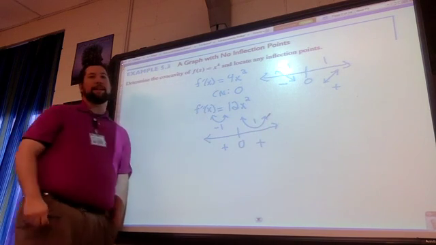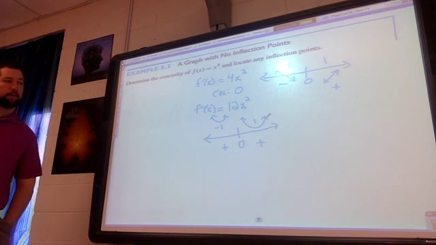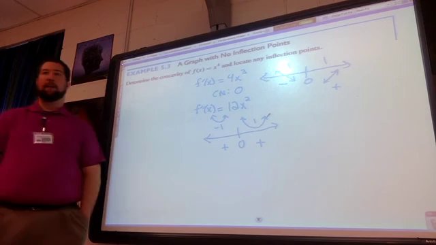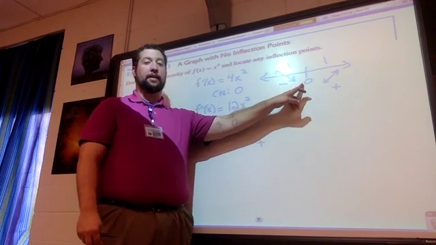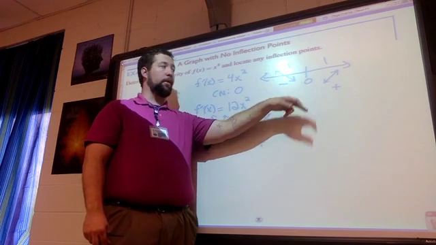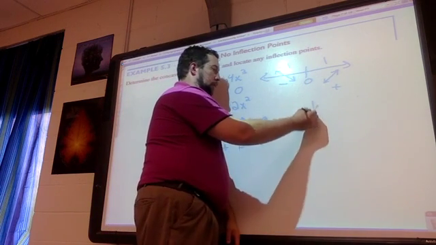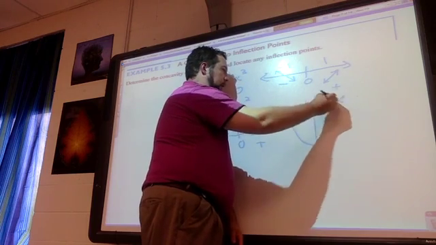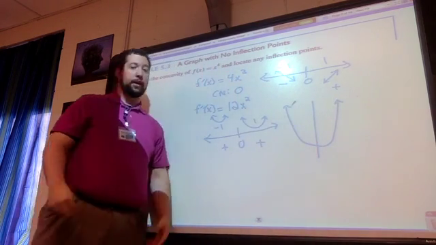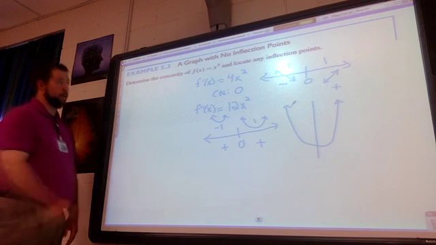So concavity does not change. It's concave up both places. And it just so happened on this one that 0 was actually a minimum value. So we know that the whole graph is going to be concave up, just like x to the 4th always looked.